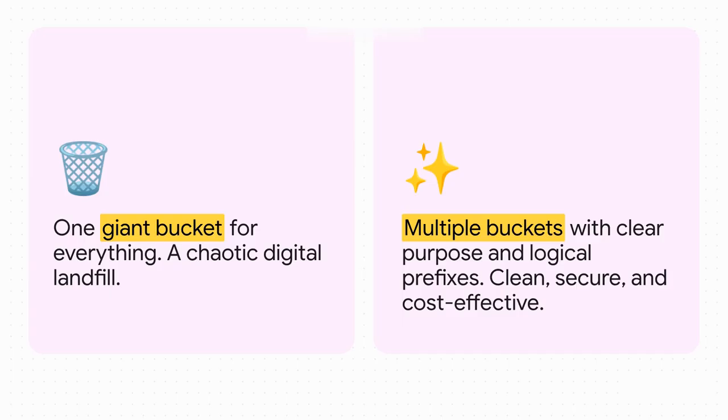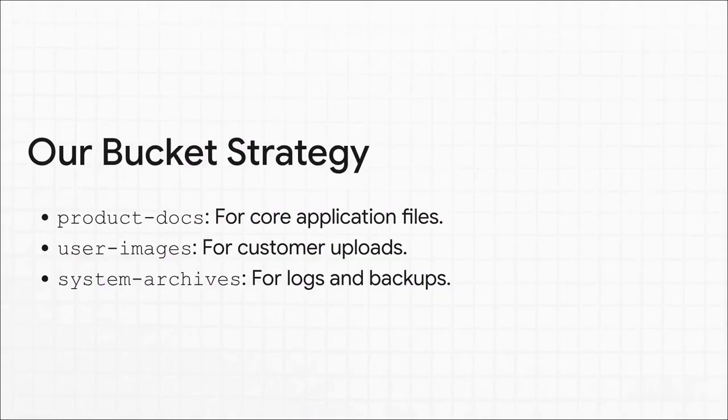But on the right, you see the good approach. Multiple buckets, each with a crystal clear purpose. And this isn't just about being tidy. It's way more secure, it's easier to manage, and believe me, it is far more cost-effective. So for our project, we're starting with 3 totally separate buckets. We've got product docs for our main application files, user images for all the customer uploads, and then system archives for things like logs and backups. See, by separating them, we can apply different rules, different permissions, and different storage classes to each one. This right here is the first big step to building a really smart system.